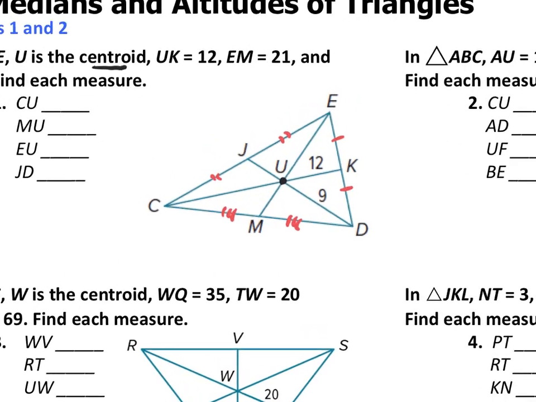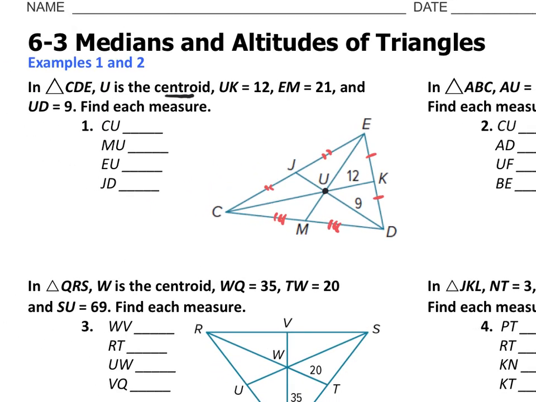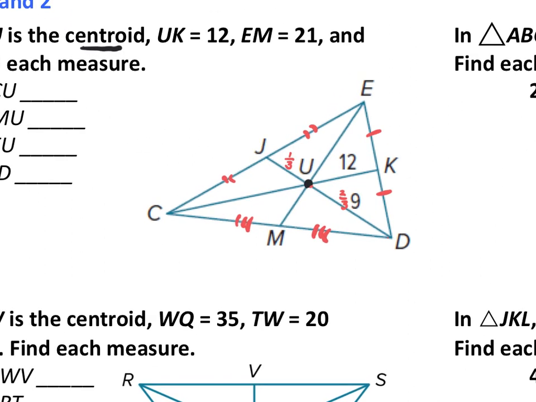And then we know that from the vertex to the centroid is going to be 2/3. This is going to be 1/3. This is going to be 2/3 of the value. The shorter end past the centroid is 1/3, and this would be 2/3. So we're able to use that information.